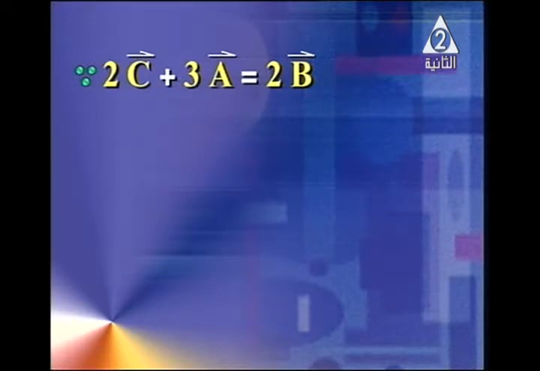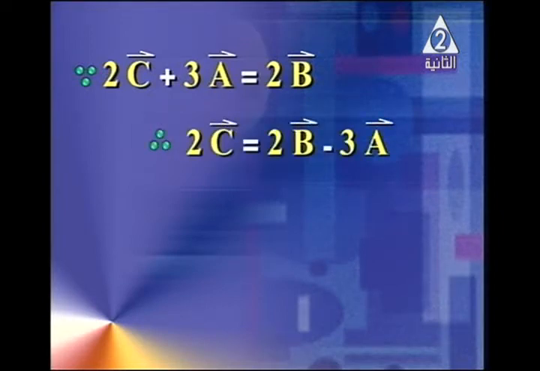In this example, we find 2C vector by adding negative 3A vector, the additive inverse, to both sides. Look at 2C vector equals 2B vector minus 3A vector. By adding negative 3A on the left hand side and right hand side, then 2C vector equals 2B vector minus 3A vector.